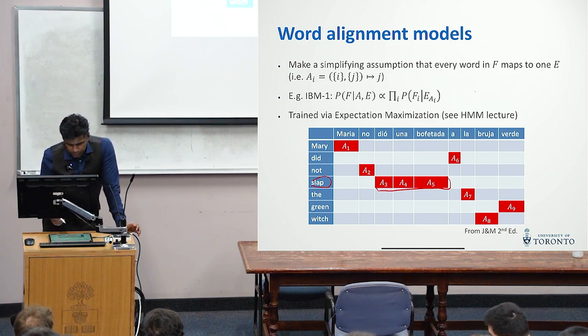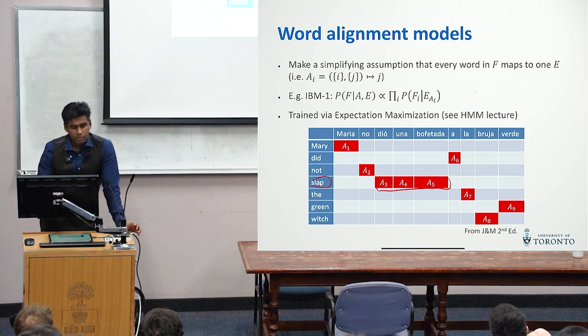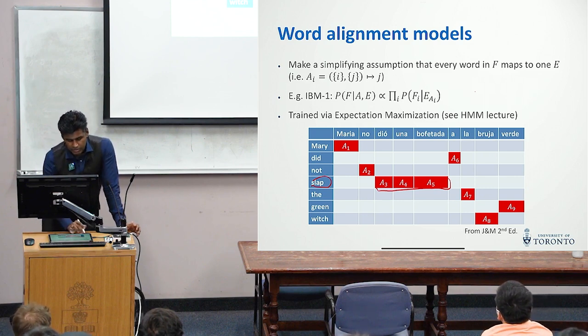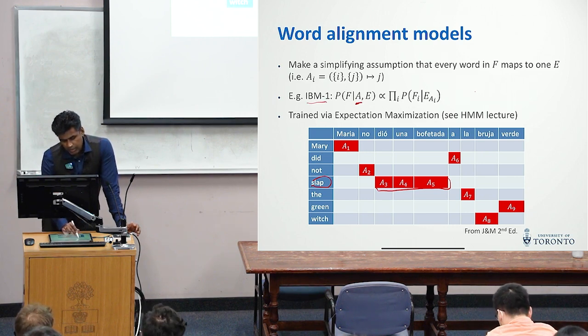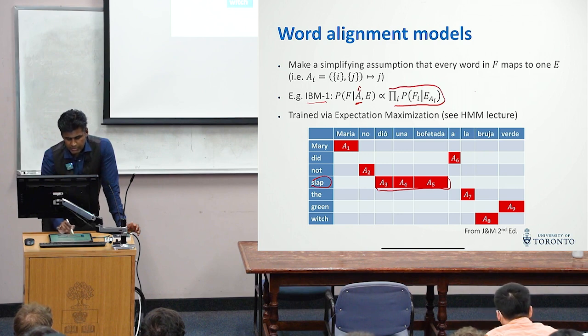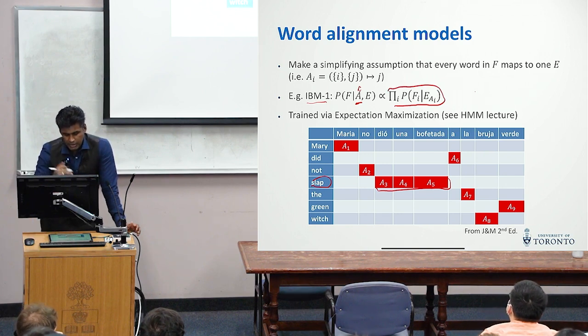So if we can do this, then we can train a word alignment model using a method called expectation maximization, which we'll cover in HMM. I'm not going to get into the details of that. There were simpler models where they said that A was like a uniform prior, and they basically discarded it, and they just went about calculating this probability of beads.